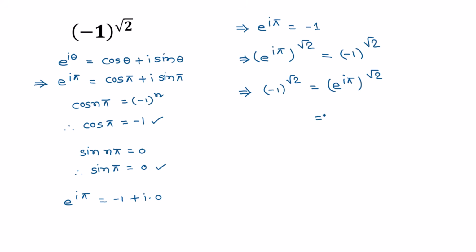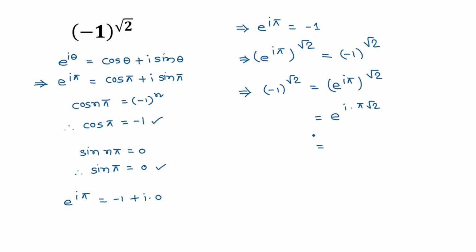Applying the exponential formula, a to the power b whole to the power of c is equal to a to the power b times c, we can write e to the power of i times pi times square root of 2.